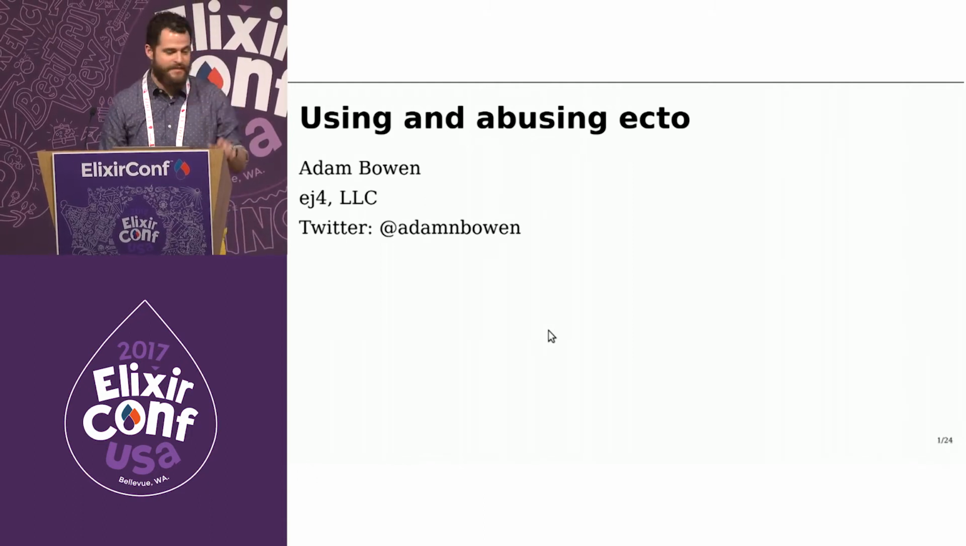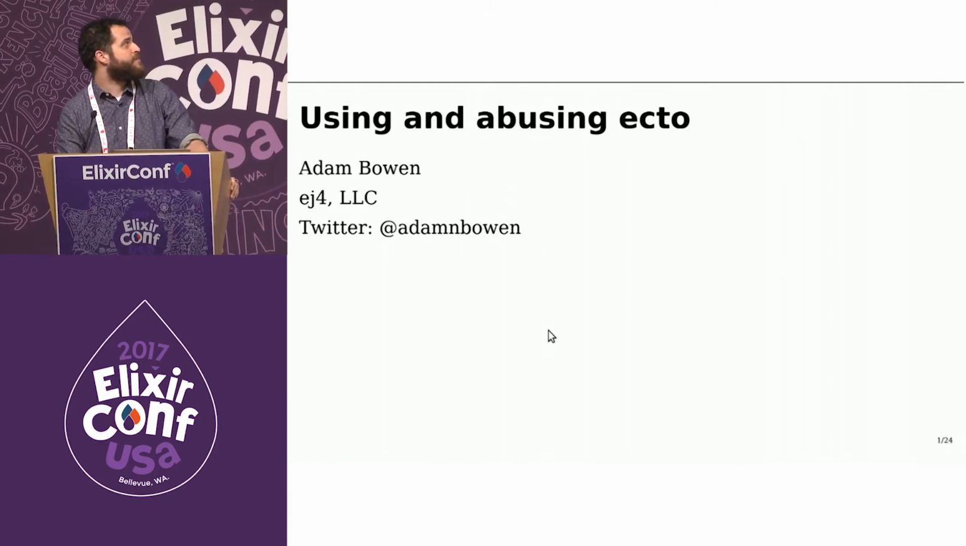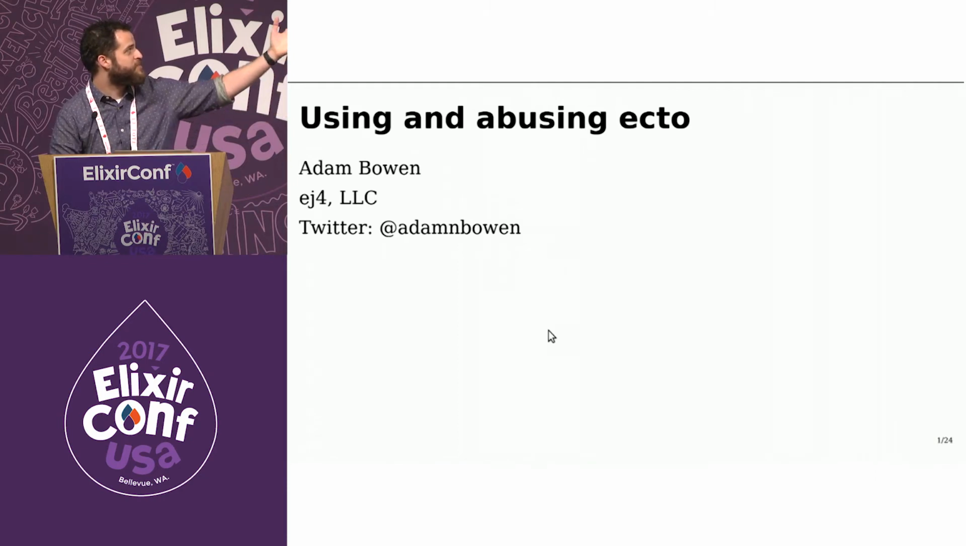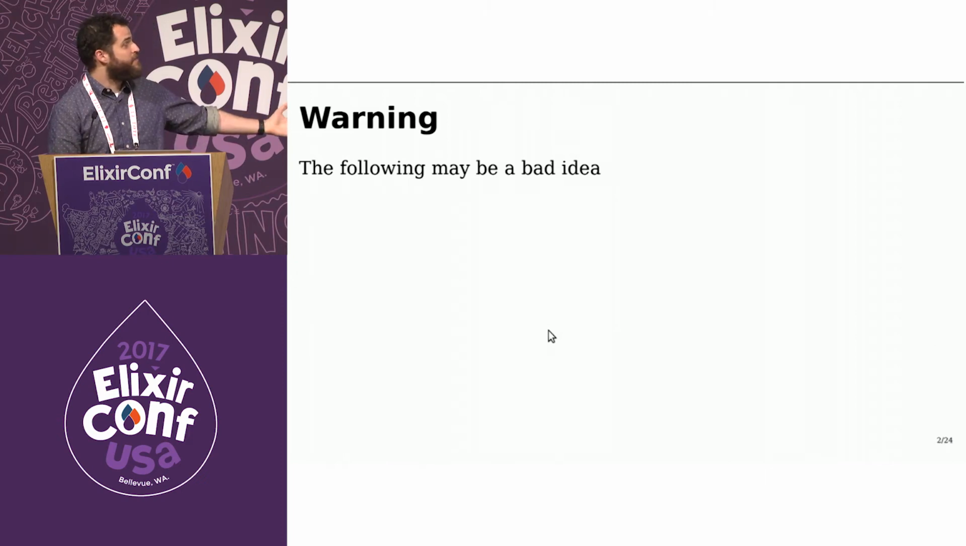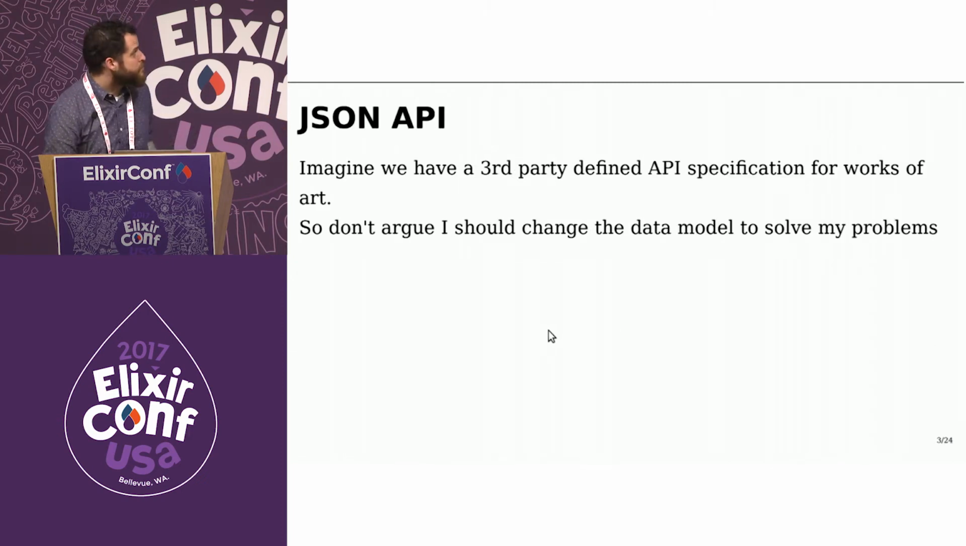in the line of doing bad things, I'm going to be talking about using and abusing Ecto. My name is Adam Bowen. I work at EJ4 LLC. That's my Twitter handle. Just as a warning, the following may be a very bad idea.